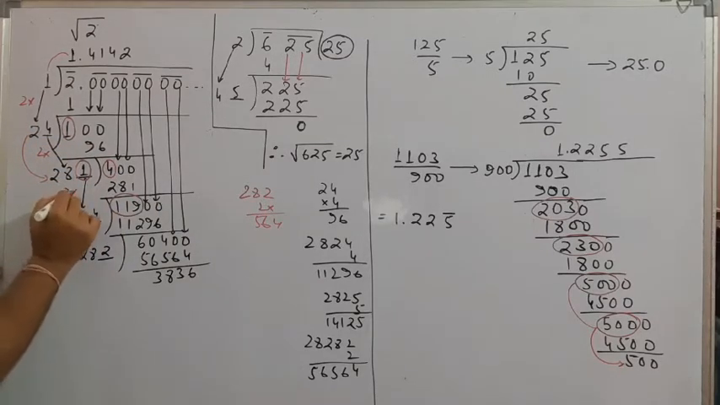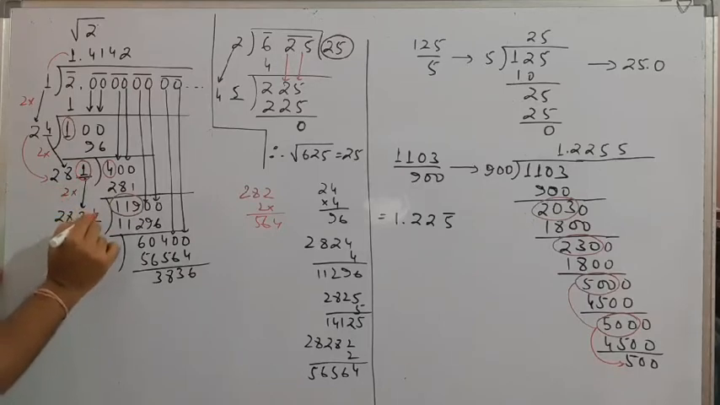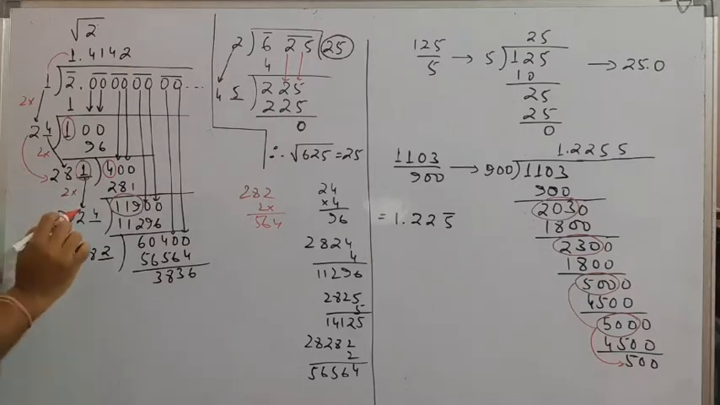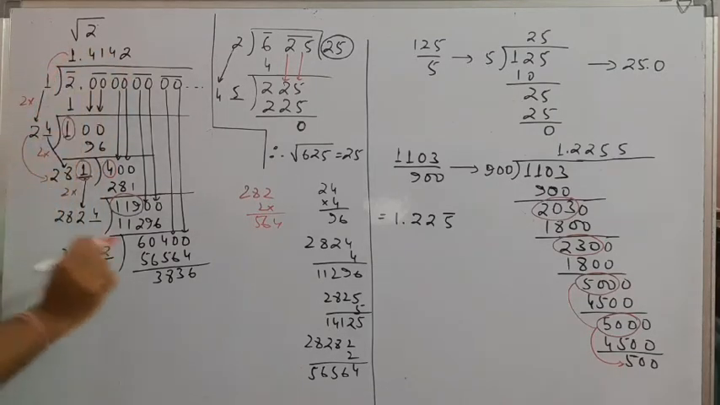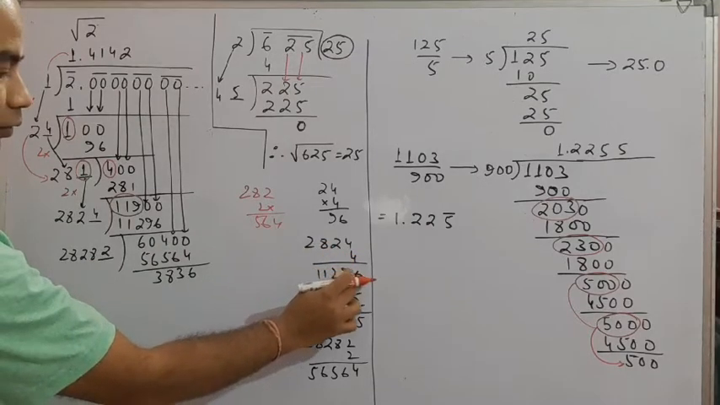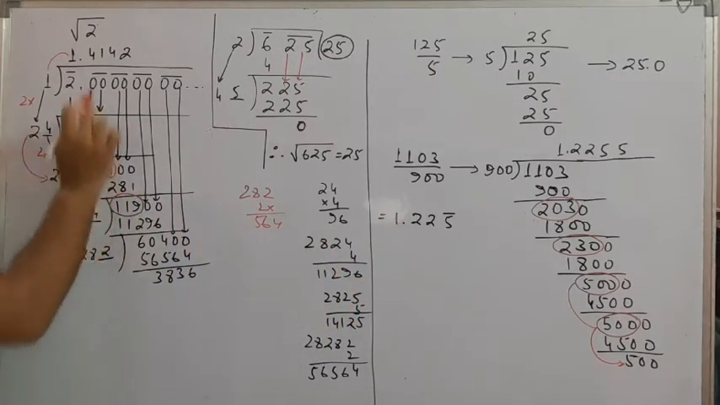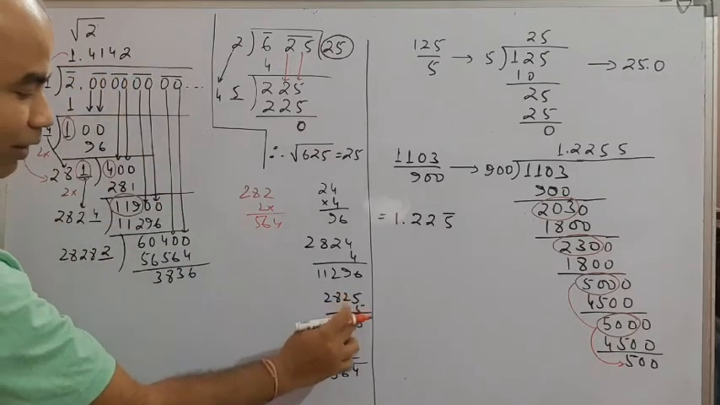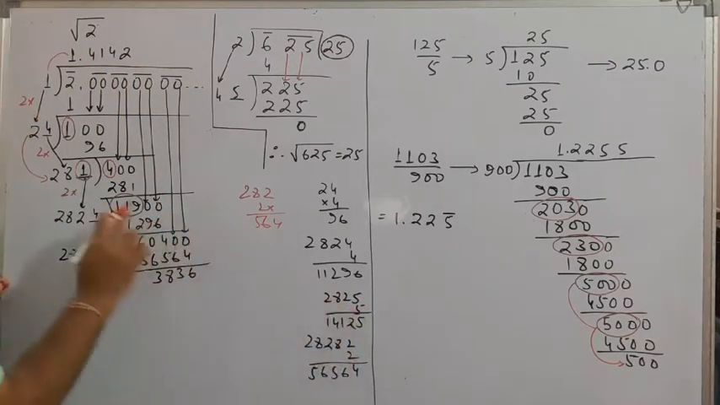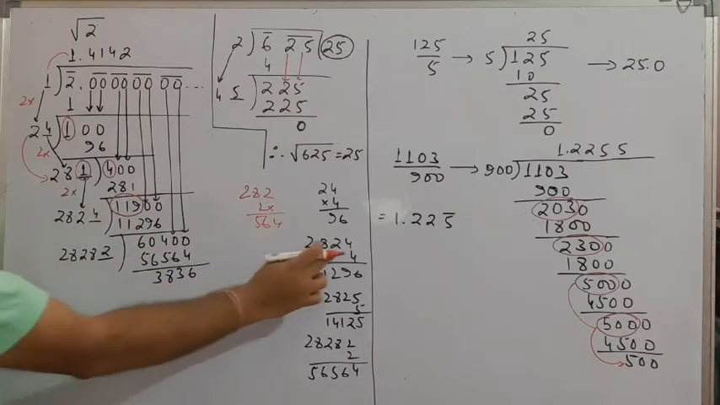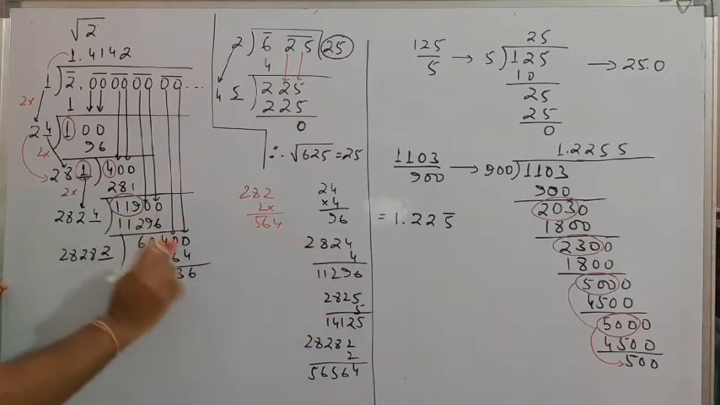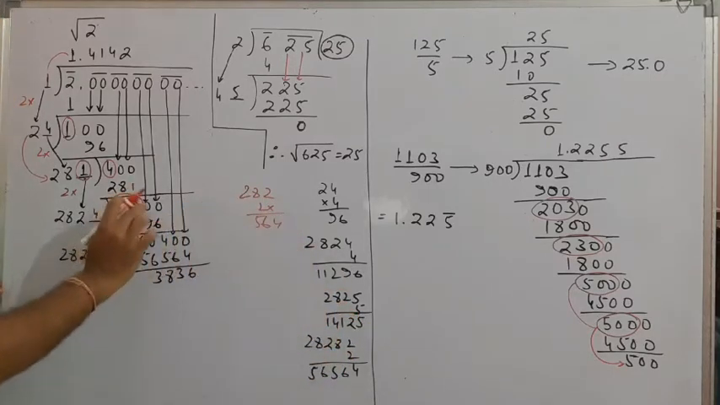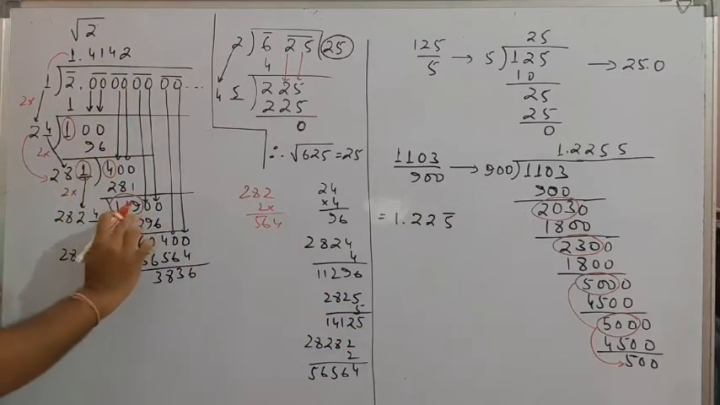I have to make double of this digit. Okay, so it becomes 282. And I have to put something here to do the division. Whatever I put here, exactly I need to put here also. If I put 4 here, I put 4 here also. Why? And 2824 into 4 is 11296. If I put 5 here, then here also I have to put 5. Then it becomes 2825 into 5, which is 14125, more than 11900. If I put 4 here, it becomes 11,296. If I put 5, it becomes too much. So I put 4 here and 4 here, and write this.